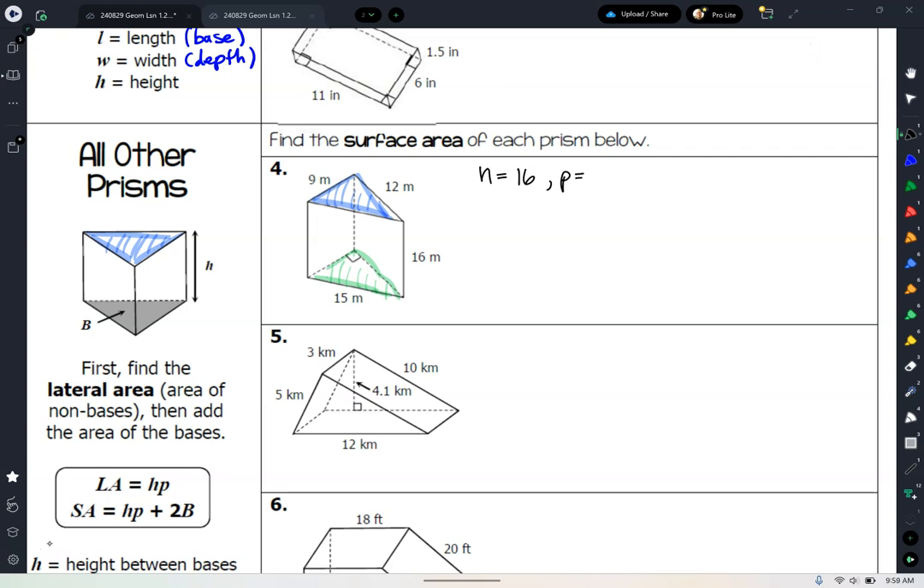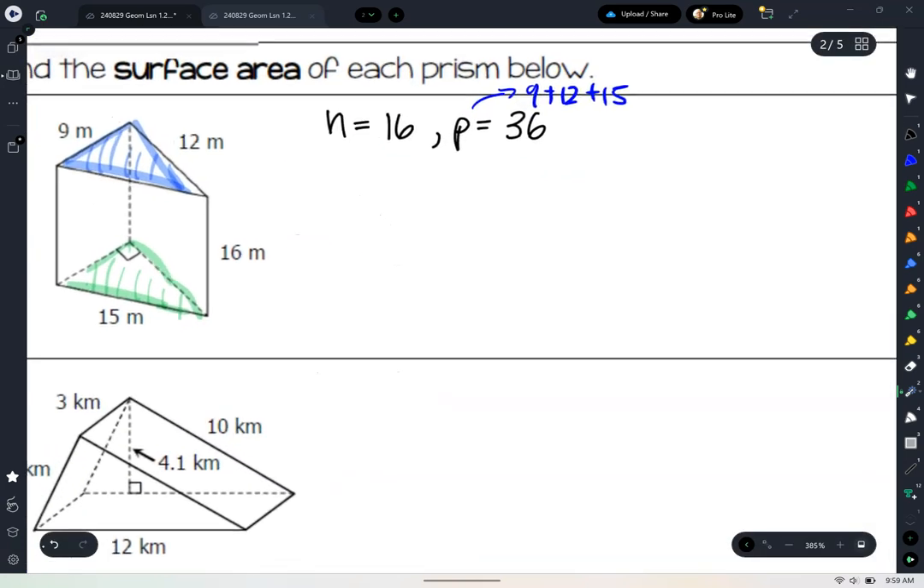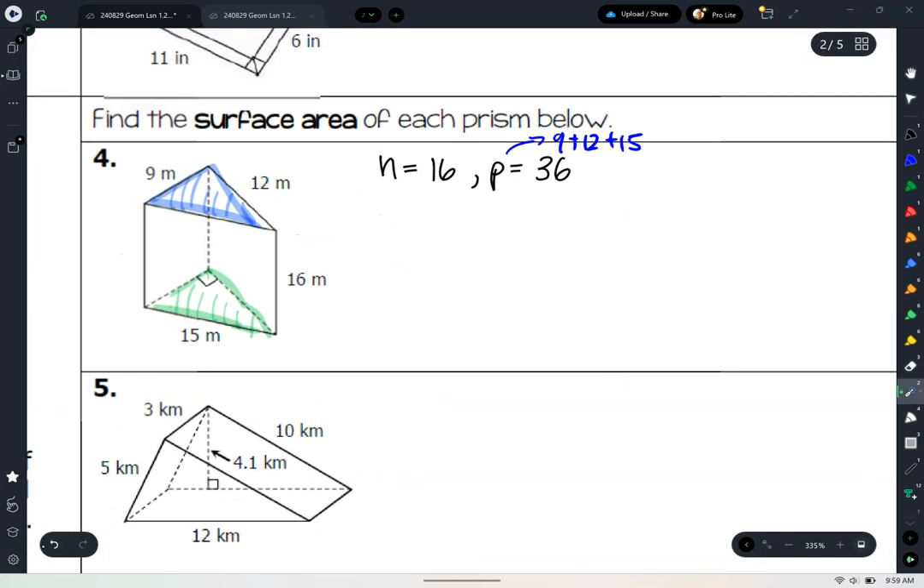All right, why don't you come up with the perimeter of one of the bases? Go for it. Come up with 36, right? Where does that come from?